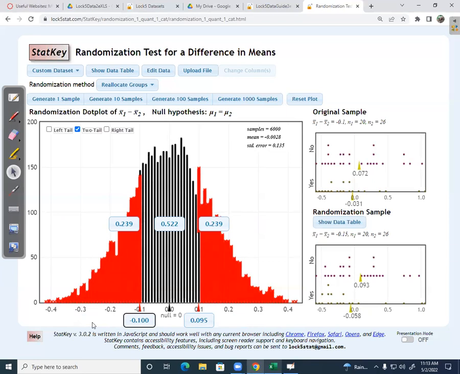For a two-tailed test, the p-value is both numbers by the red region combined. So on the left side, I've got 23.9%. On the right side, I got 23.9%. So the p-value is the sum of those two numbers. And we're going to write down what that means next. So make your best sketch of this on paper.